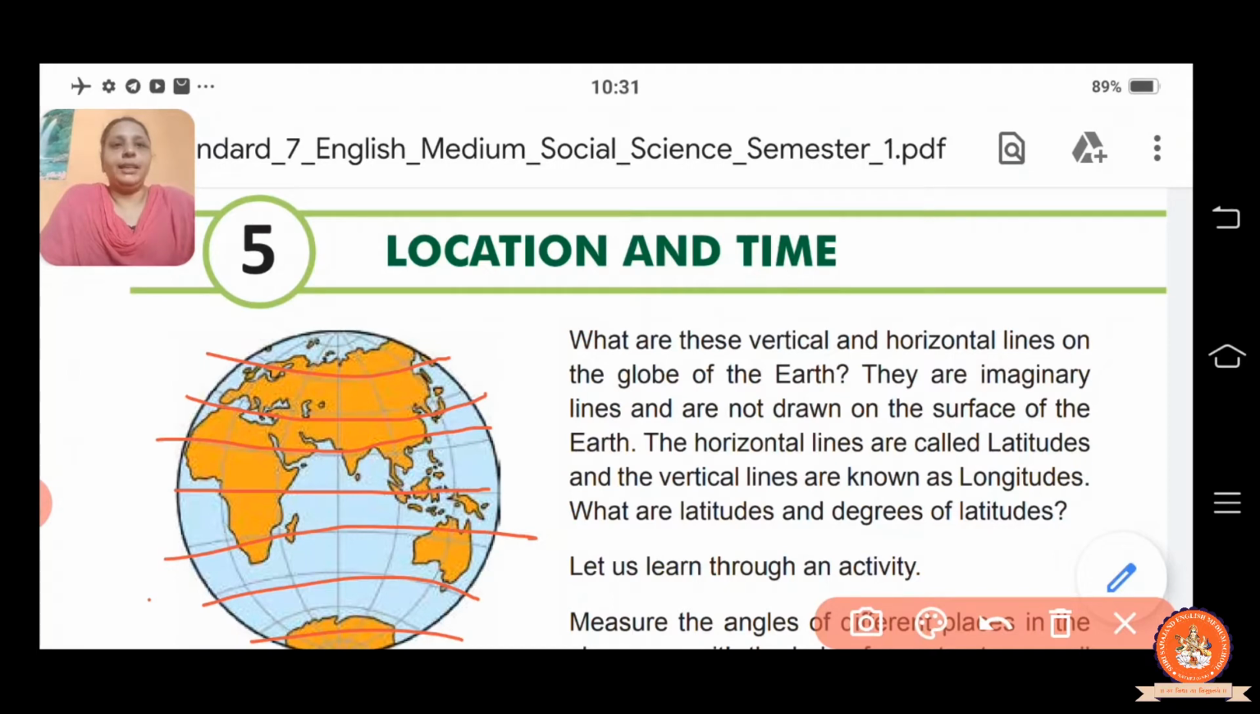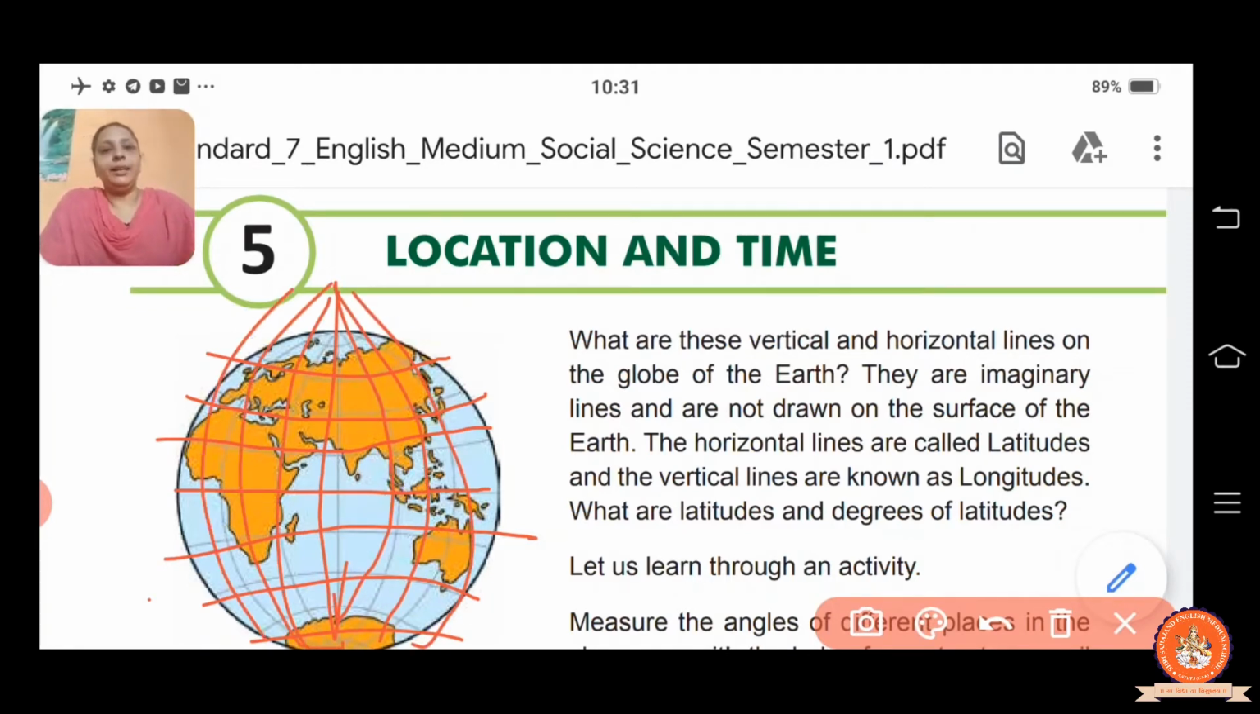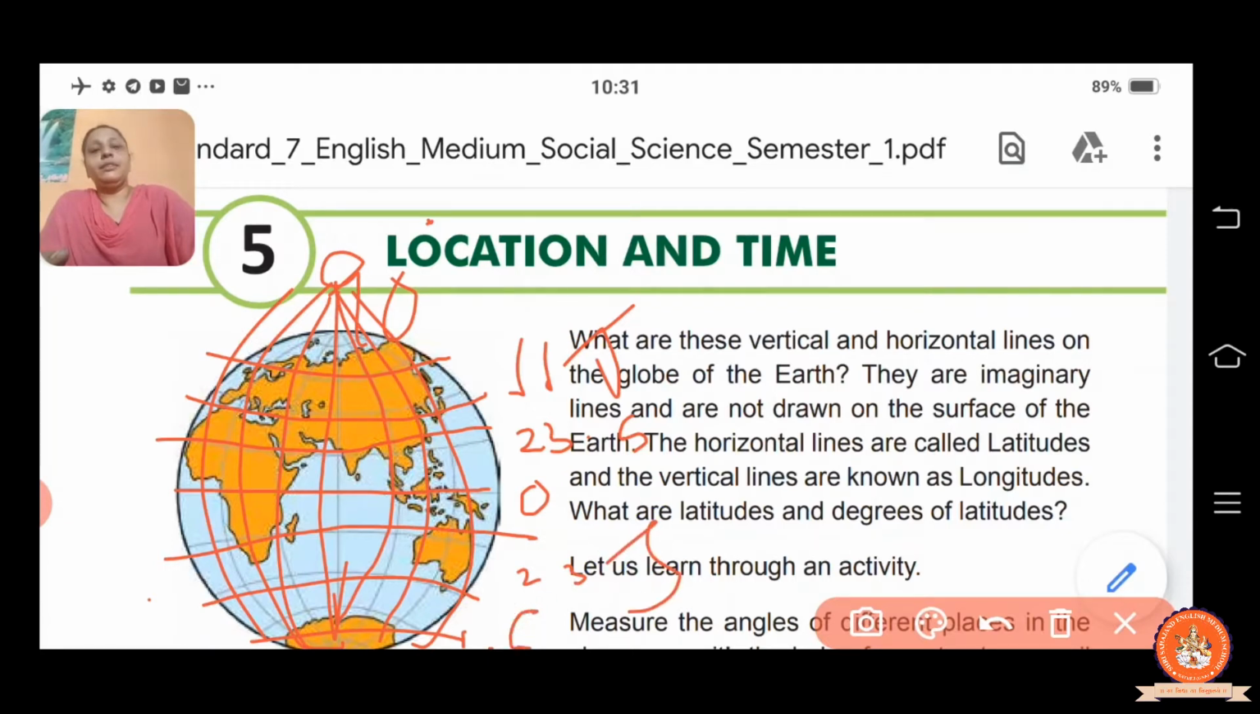The horizontal line is called latitude, and the vertical lines, these type of lines, are also imaginary lines, not actually drawn. That is called longitude. And what are the degrees of latitude and longitude? They start from 0 degree, then 23.5, 66.5, and at the top 90 degree. Down also it is 90 degree, with 23.5 and 66.5.